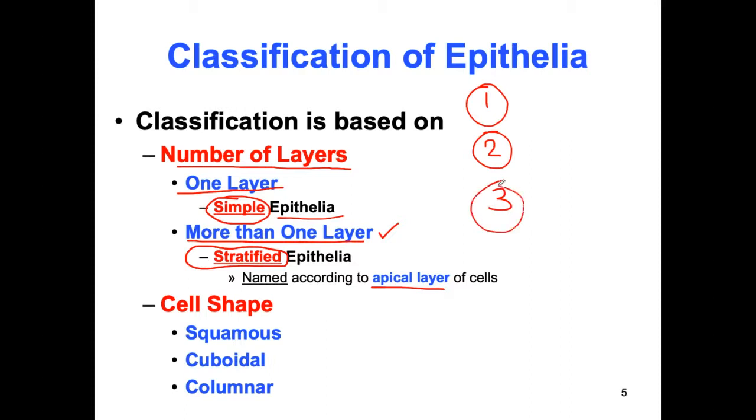And then the third question we're going to ask ourselves is, what's the shape of the cell so that we can name it? We already said if it's one cell layer thick, it's simple. And if it's more than one cell layer thick, we call it stratified. So if we see something that's irregular shape like this, we're going to call it a squamous cell. And then if we see something that looks like a box or a cube, we're going to call it a cuboidal cell. And then if we see something that looks like this, like a tall column or a building, we call it a columnar cell. So we have squamous cells, cuboidal cells, and columnar cells.